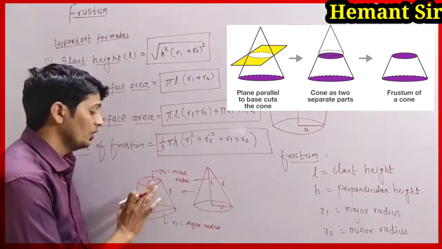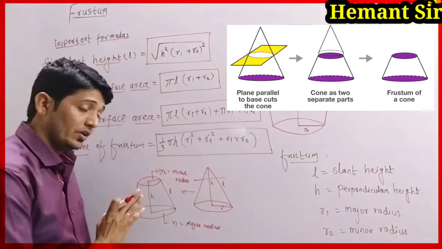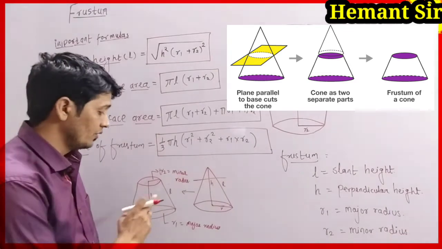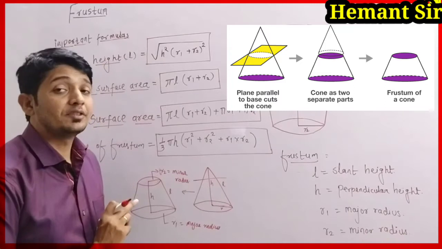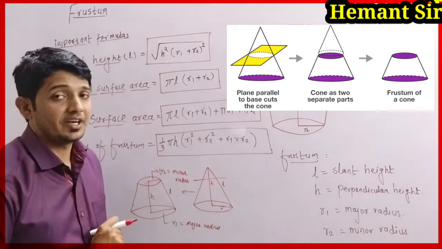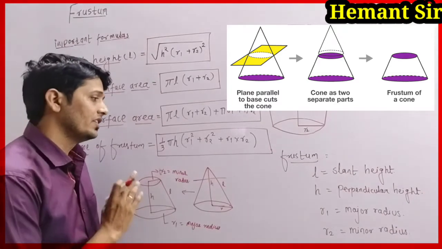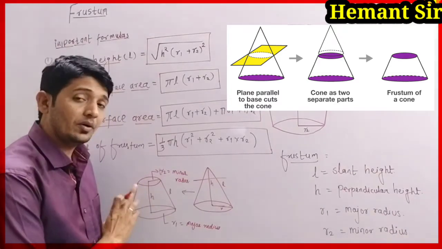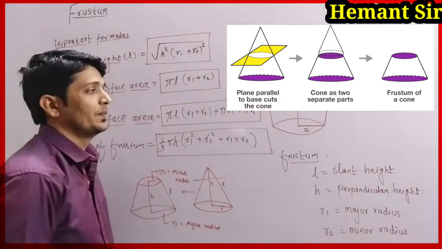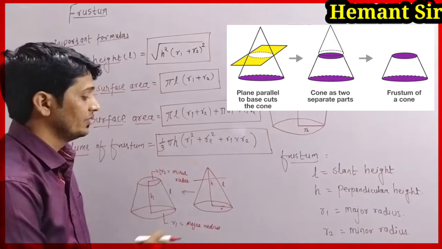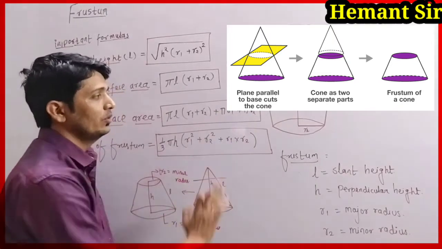Okay, so now we have to understand some formulas so that we can calculate the volume. Then we will calculate the slant height, the curved surface area and the total surface area. So we will have 4 different formulas to understand and to solve numericals dependent on frustum. Okay, so this is the frustum. We have cut the cone from here and it has converted into the frustum.